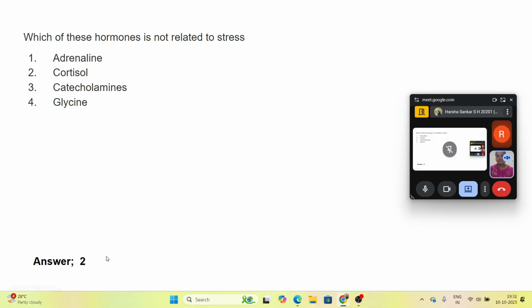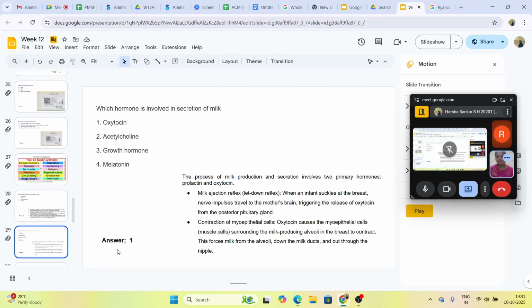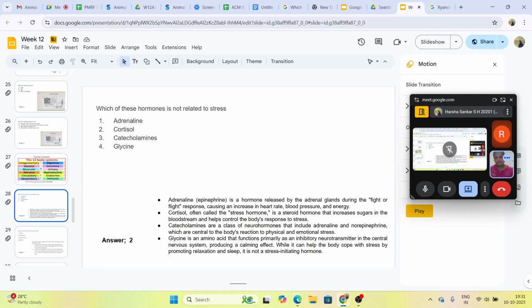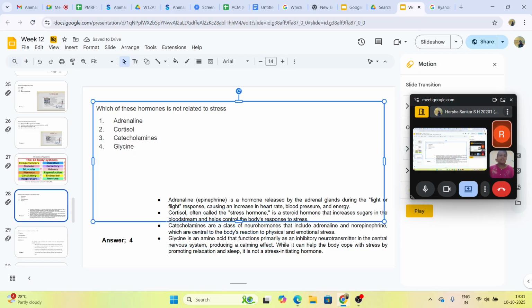Sorry, this is the glycine one. That's my mistake. The correct answer is option 4 only. Glycine is not a part of the stress response. For example, adrenaline is a hormone released by the adrenal glands during the fight or flight response. Cortisol's name itself says it is a stress hormone, so it increases sugar in the bloodstream and helps control the body's response to stress.